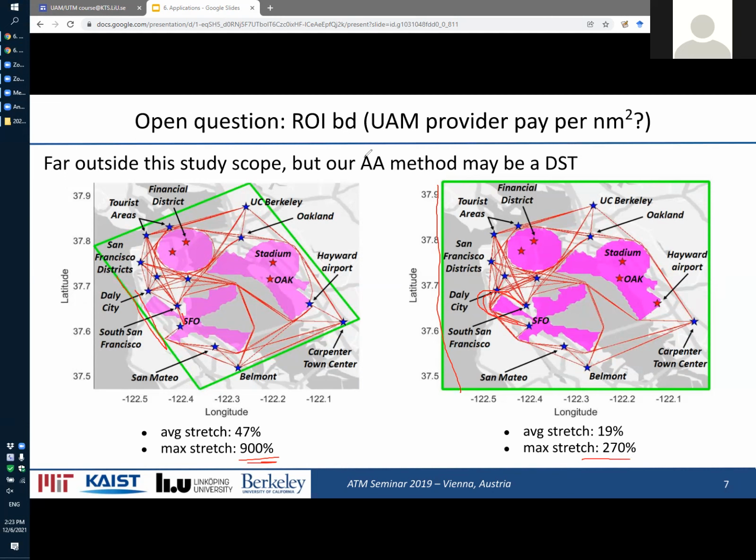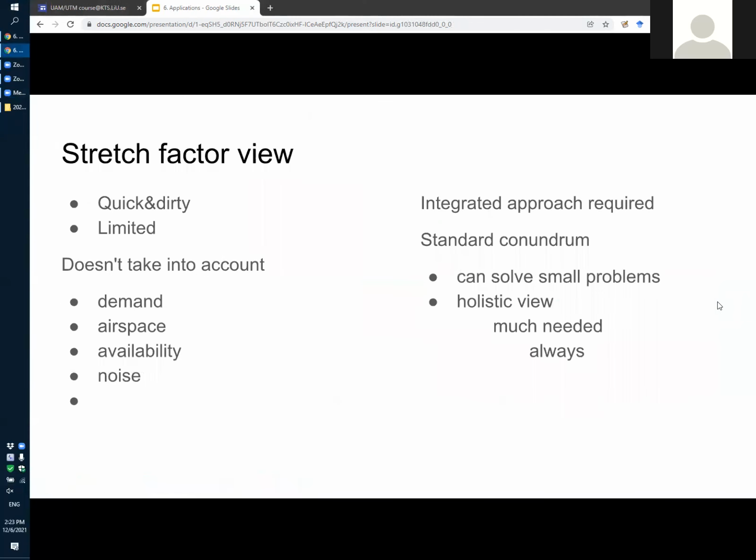And then the question is, how do you really decide in what region the UAM operates, or whether the providers will have to pay per square mile? Well, that's far outside my interest. So here are again just some pictures of the path stretch and how the route diversion plays a role in it.